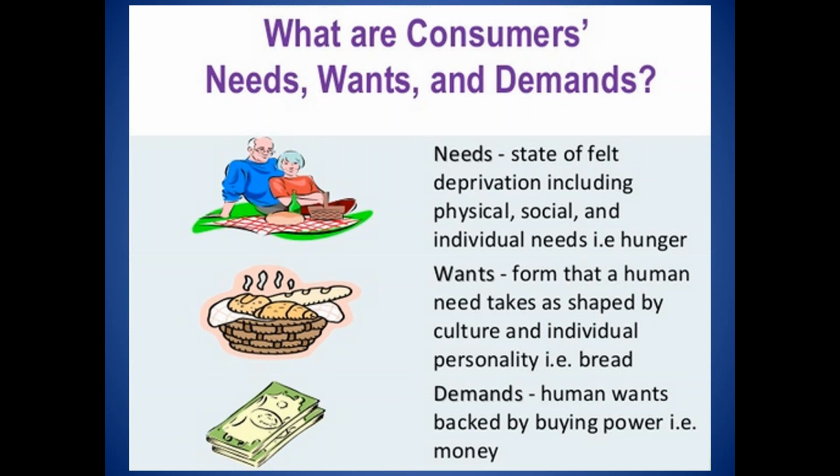Wants talk about the specific action for that need. What are we going to do based on culture and individual personality to address hunger? In some cultures it might be bread, in other cultures it might be something else. And then demand becomes a final consideration, what we're willing to pay for. If I'm hungry and I want the finest steak at the finest restaurant, do I have the money to purchase it? If I don't, I may say, well, I'm going to reconsider and I'm going to go to McDonald's instead. So I think it's important to know those 3 terms, needs, wants, and demands.